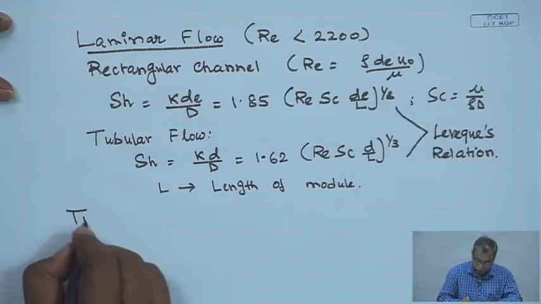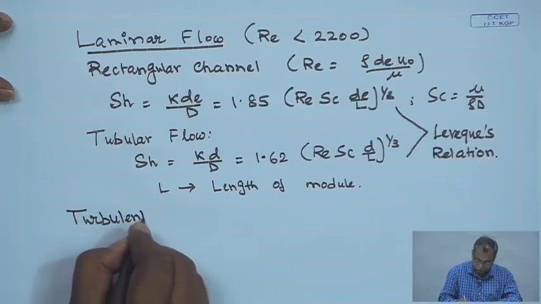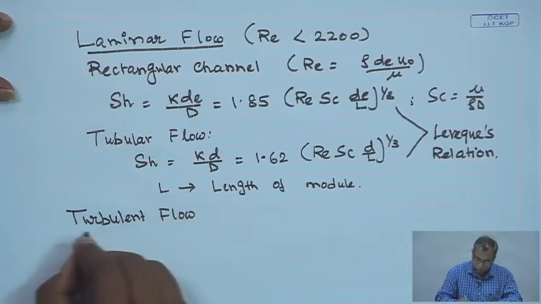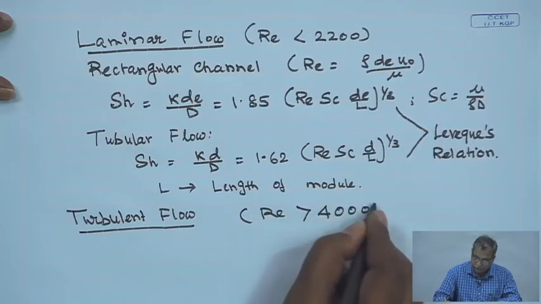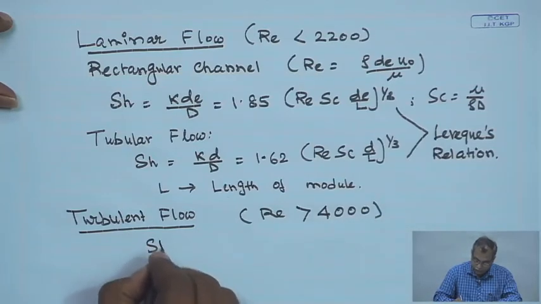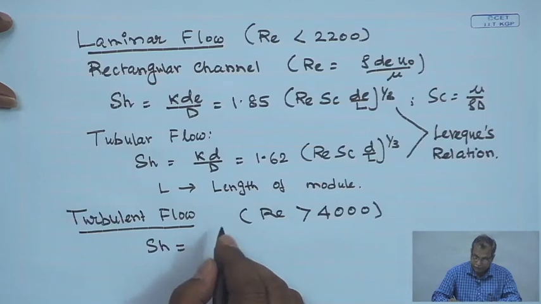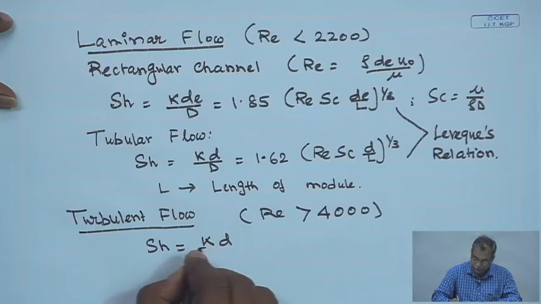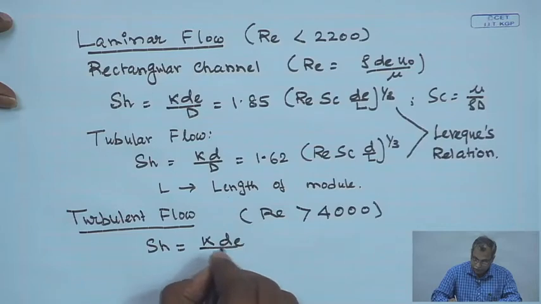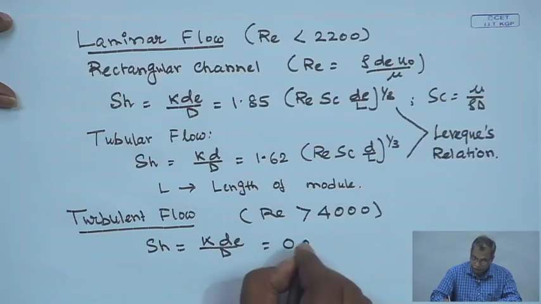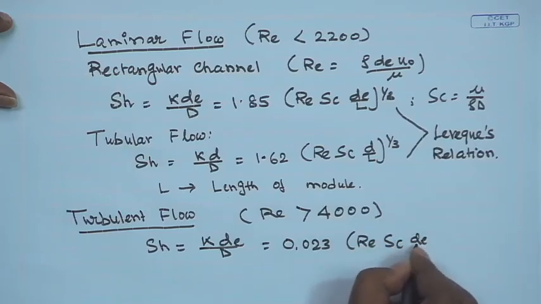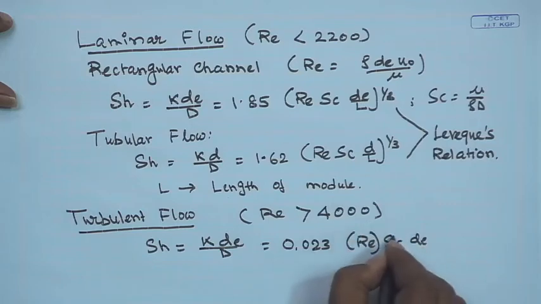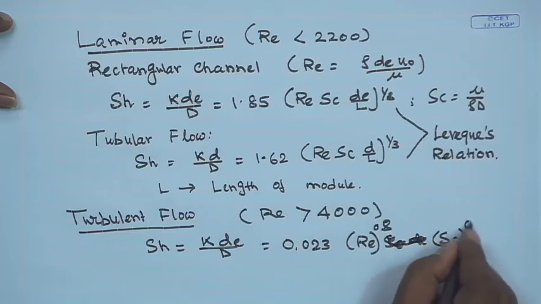For turbulent flow, where the Reynolds number is greater than 4000, the Sherwood number relationship is obtained from the famous Dittus-Boelter relationship. So, this becomes k d equivalent by D is equal to 0.023 Reynolds to the power 0.8, Schmidt to the power 0.33.